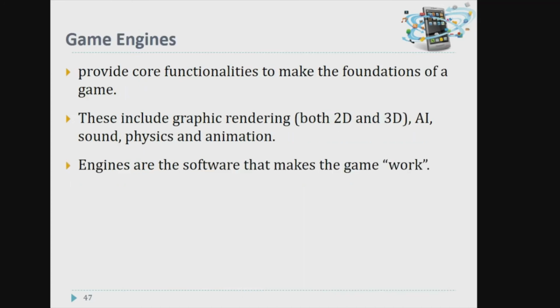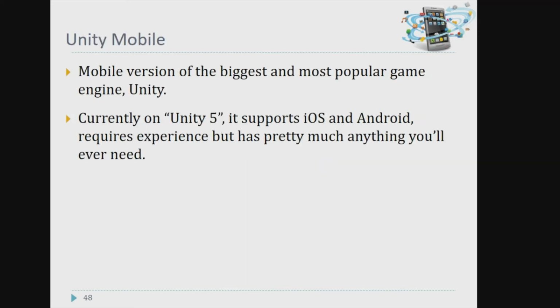And then we have game engines. We have Unity, which can provide the functionality to make the foundation of the game. This includes 2D and 3D, AI, sound and animation, and engines are the software that make the game work. Then we have Unity Mobile. This one is also popular for game developers, and it can support iOS and Android, but you need to learn more if you want to develop your application using this.